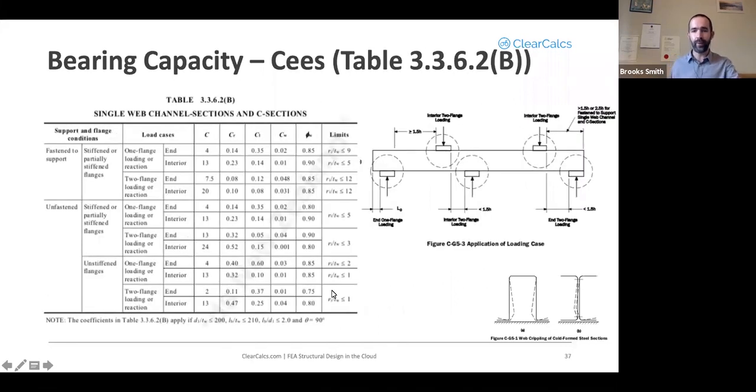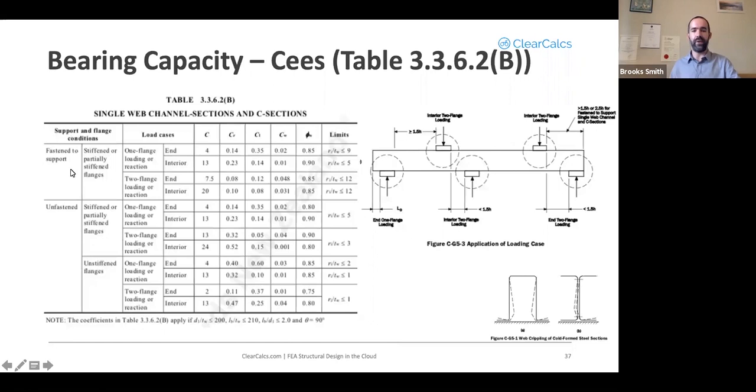So what are these tables? An example for C sections is shown here. They're fairly large tables for which you would figure out what row of the table is relevant to you and pick out your C, CR, CL, and CW and VW values.